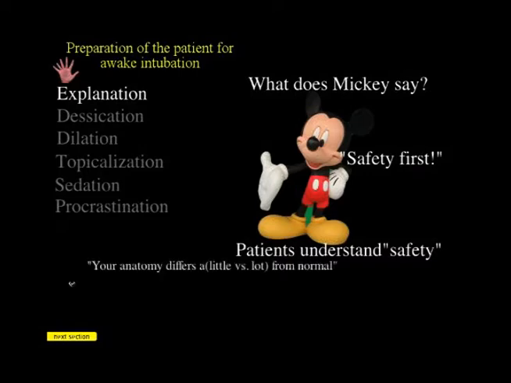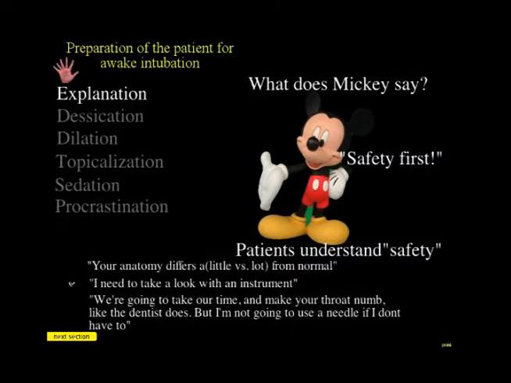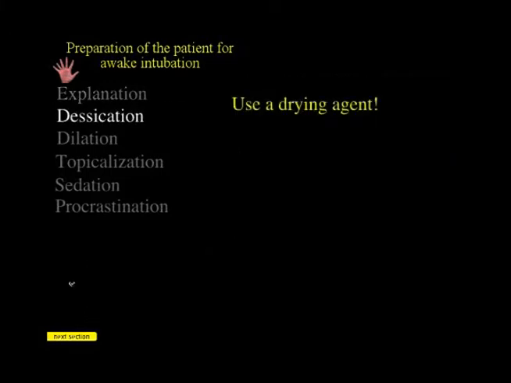What do I say to patients? I say your anatomy differs a lot from the normal patient, and they usually know that. I mean, usually they have a tumor or they're morbidly obese, or I've had some Pierre Robin sequence patients in OB. They know that they have different anatomy. I need to take a look with an instrument. We're going to take our time. We're going to make your throat numb, like the dentist does, but unlike the dentist, I'm not going to use needles if I can avoid it.